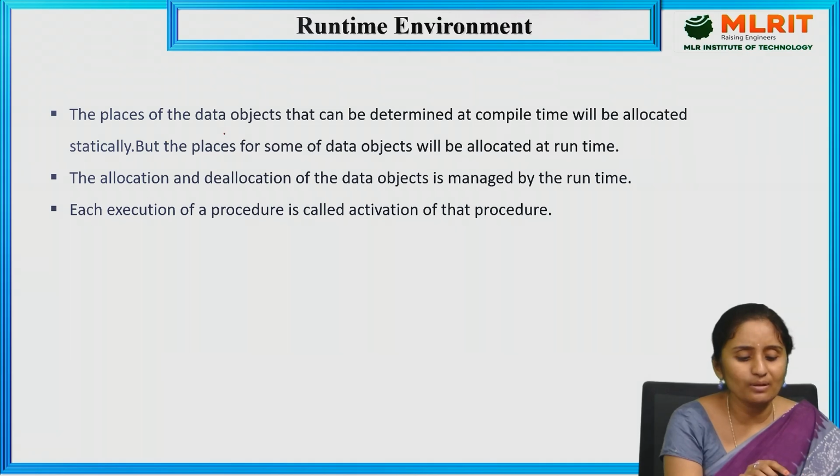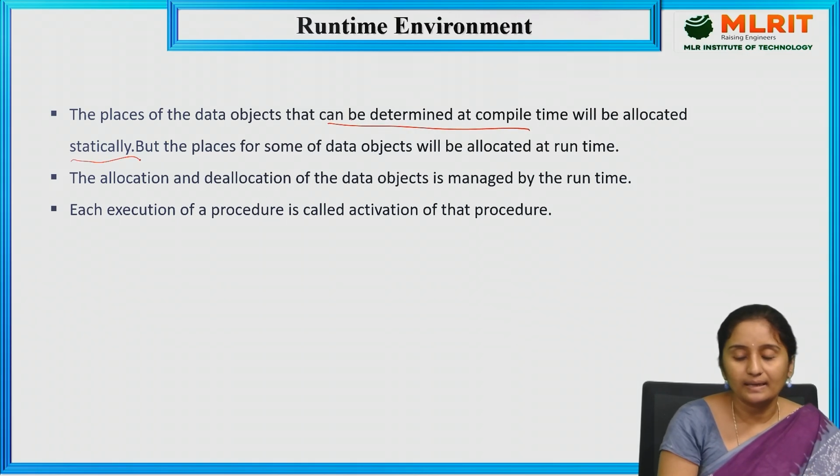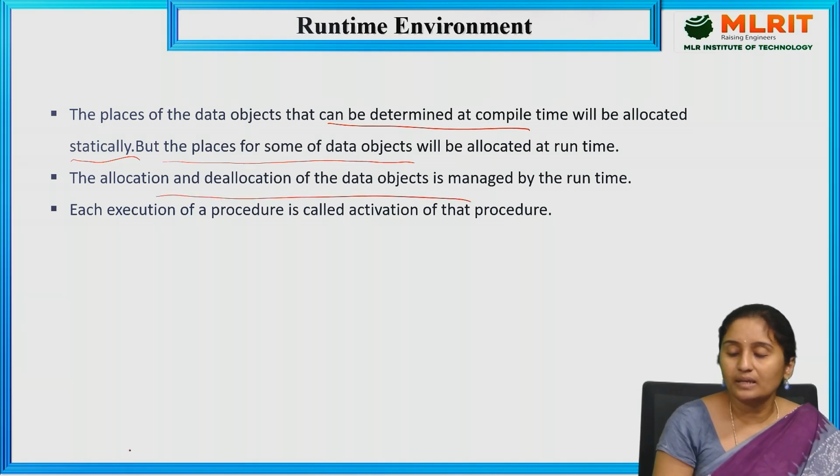Here, the places of the data objects that can be determined at compile time will be allocated statically. The static data variables are those declared with static, and they are allocated at compile time, like integer array variables; arrays are stored statically. But the places of some data objects will be allocated at runtime. So a few objects will be allocated at runtime and a few at compile time, based on the given program. The allocation and deallocation of the data objects can be managed at runtime, by using dynamic memory allocations, which are used in the heap.